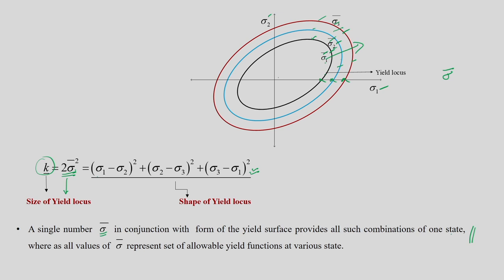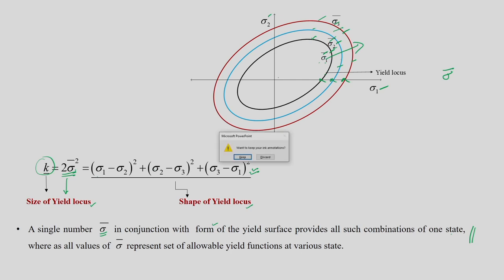First set is connected to one state, sigma 1 bar, that is given by sigma 1, 2 and 3, and if you have a combination of sigma 1 bar, 2 bar, 3 bar, it is going to tell you different stages of deformation causing that particular deformation. So, size of the yield locus and shape of the yield locus is going to provide you this much information. A single number sigma bar in conjunction with the form of the yield surface or yield locus provides all such combinations in one state, whereas all values of sigma bar, sigma 1, 2 and 3 represent the set of allowable yield functions at various states. So, one state and various states, how you define is by this equation. That is the meaning of this.